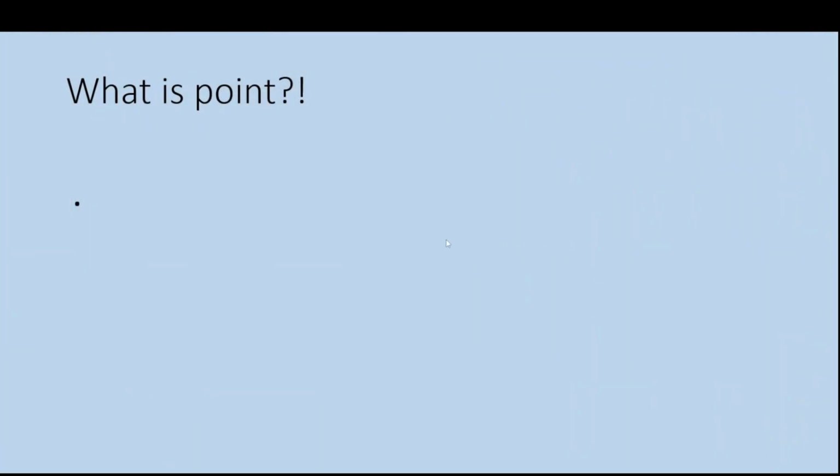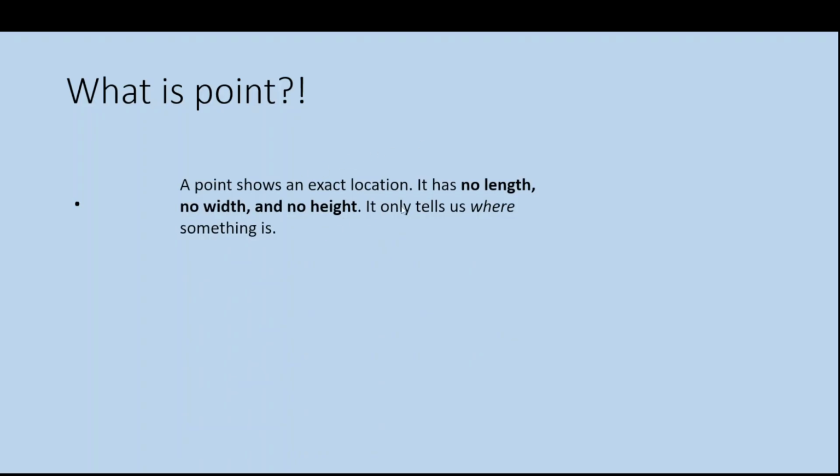So what is this, guys? Point. If I say where is your school on the map, you will look at one point and say here is my school. So we use a point in order to demonstrate the location of something. A point shows an exact location. It has no length, no width, and no height. As you can see, it's just a point. It only tells us where something is. So we use a point for location.